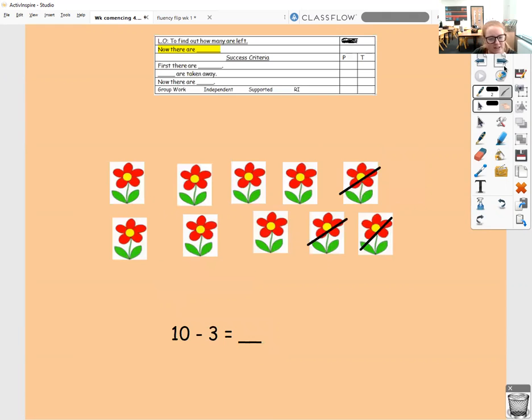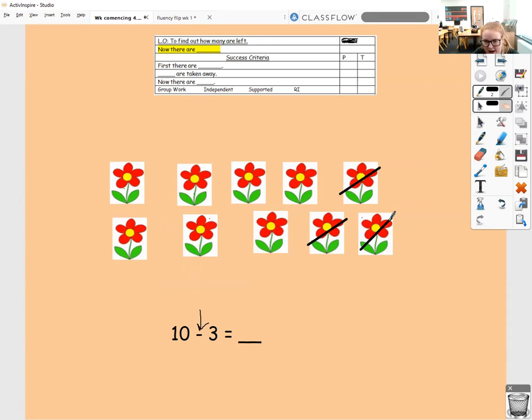So let's have a go at completing this number sentence. So 10, that's showing us how many we are starting with. So let's double check that is correct. 1, 2, 3, 4, 5, 6, 7, 8, 9, 10. First, there are 10. Then we take away, we know that symbol means take away. Then we take away 3.